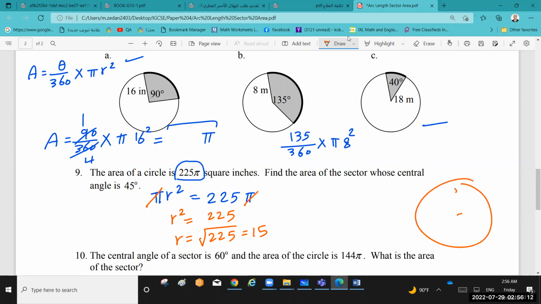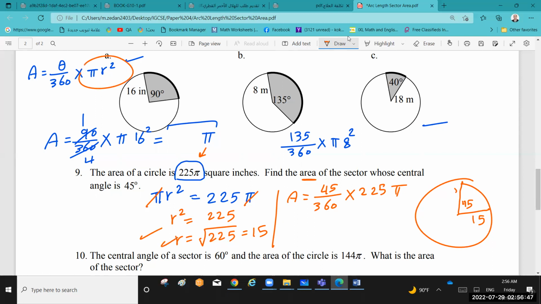I have a circle whose radius is 15 centimeters. Find the area of a sector whose central angle is 45. What is the area of the sector? The area of the sector is the central angle over 360 multiplied by the area of the circle, already given here: 45 over 360 times 225 pi. No need to use r here really. You just write 225 pi because I multiply by the area of the circle, pi r squared. Then calculate this by calculator and write your answer.